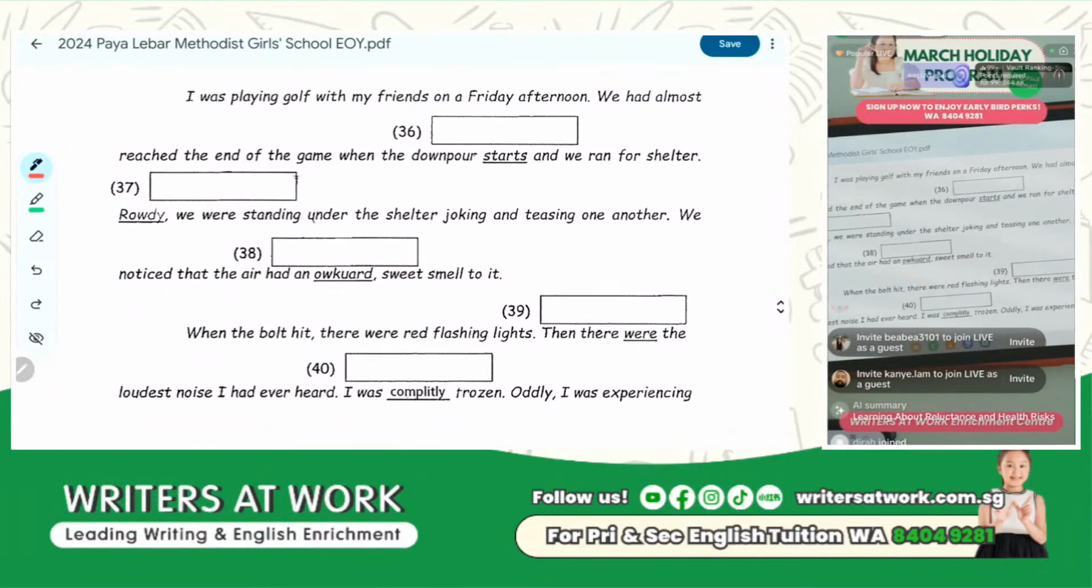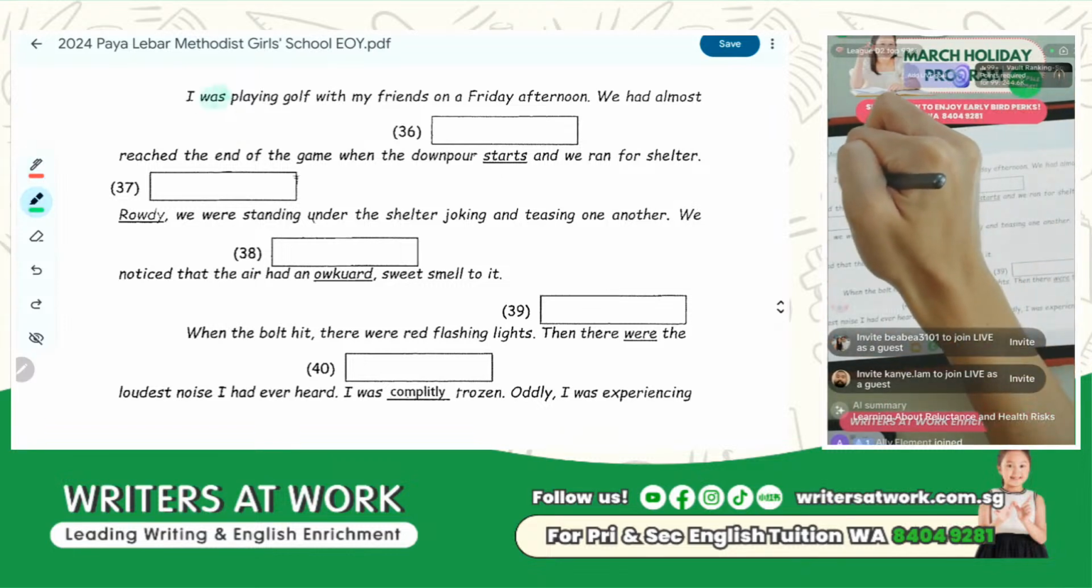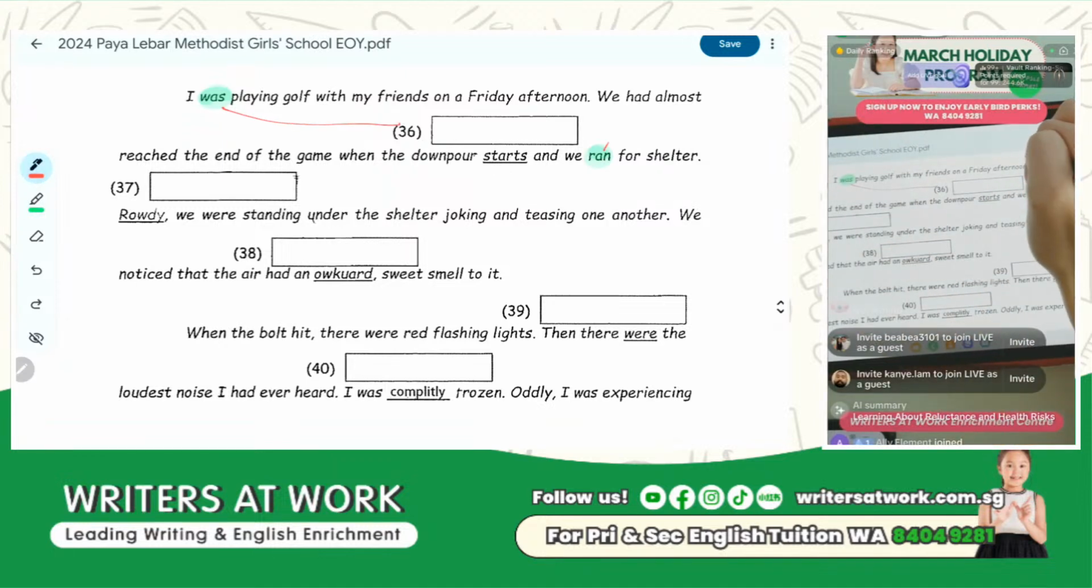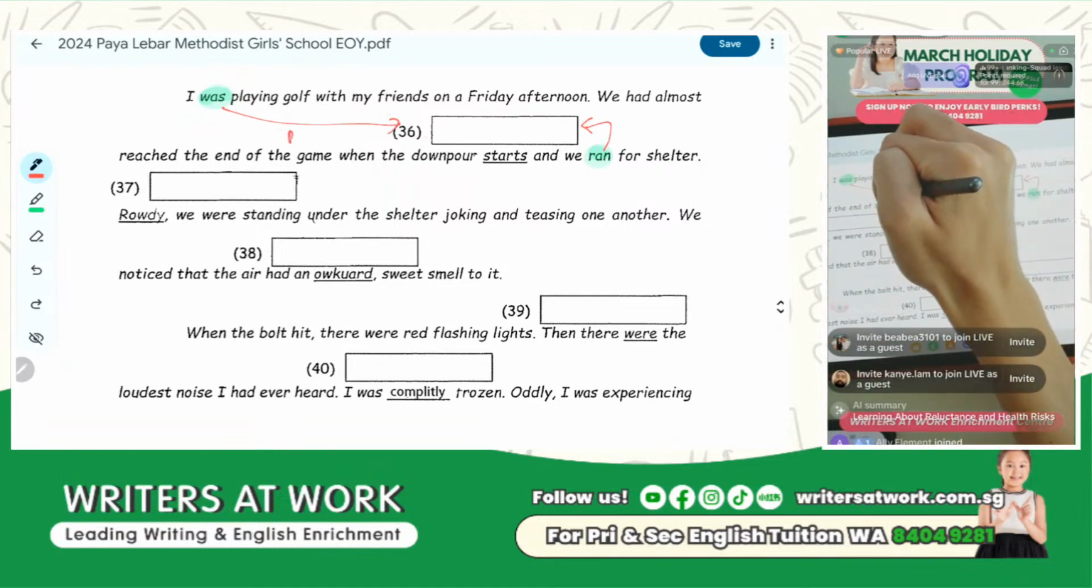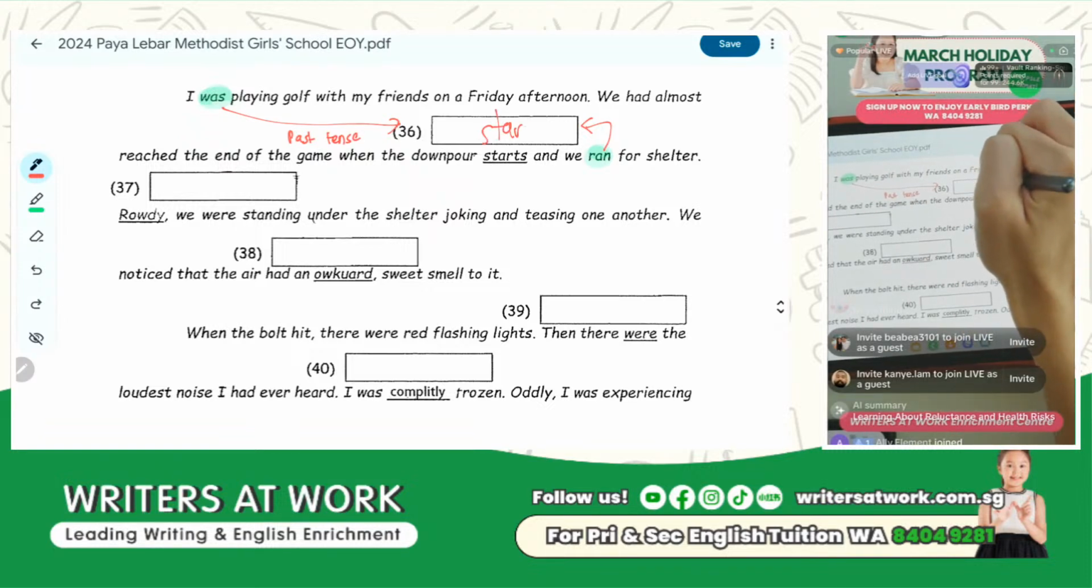I was playing golf with my friends on a Friday afternoon. We had almost reached the end of the game when the downpour dashed and we ran for shelter. These two words already tell me it is in the past tense. So you'll say it started.